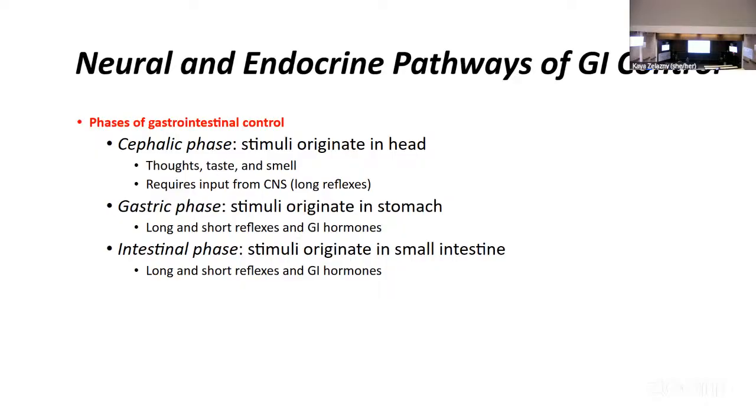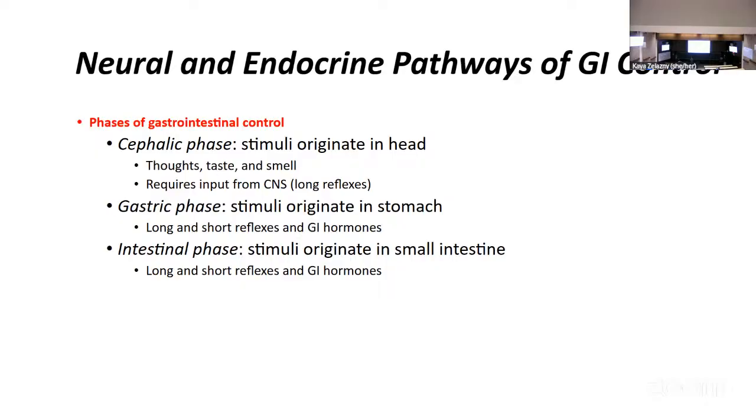And that's the point of these different phases of GI control, or thinking about where the stimulus is coming from that tells us what to do. So we start thinking about this with a cephalic phase. Whenever you see ceph at the beginning of a word, that's a Greek root that means head. So cephalic phase is coming from your head. Okay. So this means that your thoughts influence how your body starts to prepare to eat food and digest it.